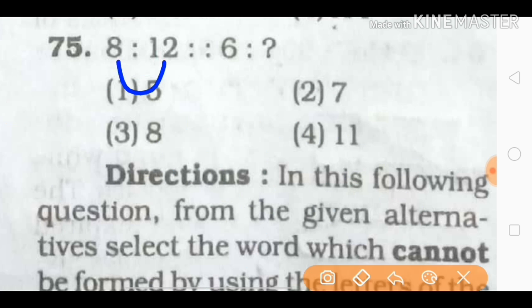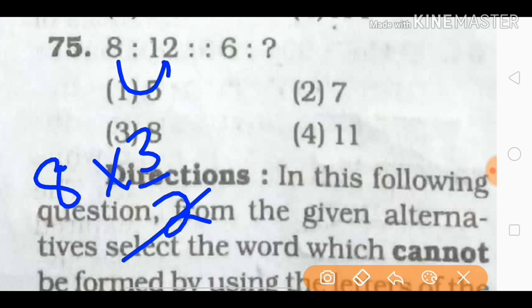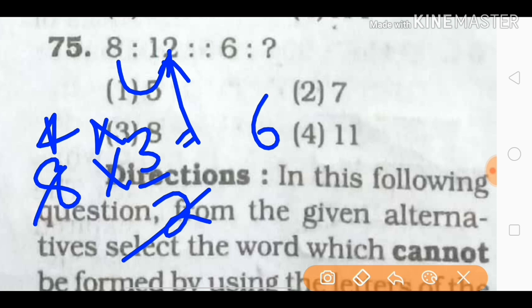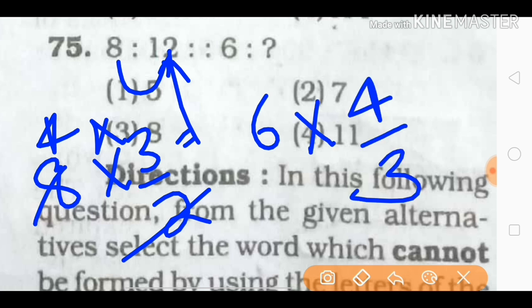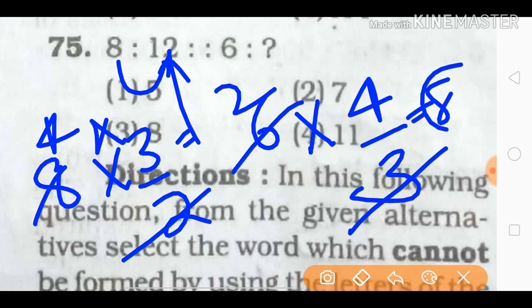How will you get 12? How, if I make 8 into 3/2, 2 4 4 into 3 is 12, right? Similarly, 6 into, if I make it 4/3, 3 2, you will get 8, right?